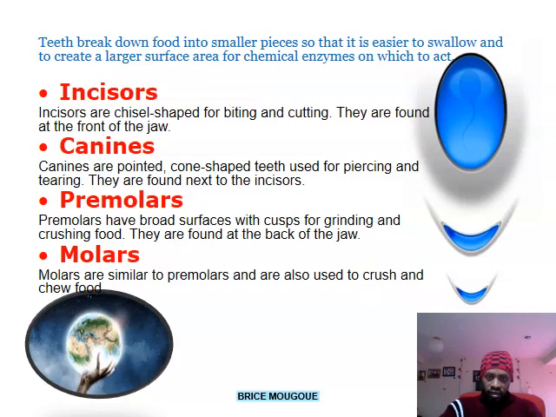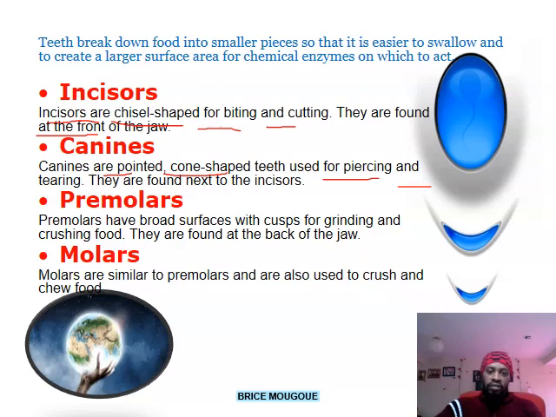Their structure: the incisors, for example, are chisel-shaped, which means they're flattened at one end, basically for biting and cutting. They are found at the front of the jaw, like the first two teeth that you find at the front of the jaw, both sides up and down. The canines are pointed or cone-shaped teeth used for piercing and tearing food. They are found just after the incisors, or next to the incisors.